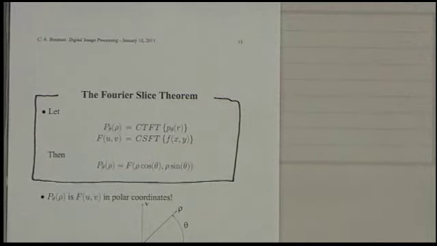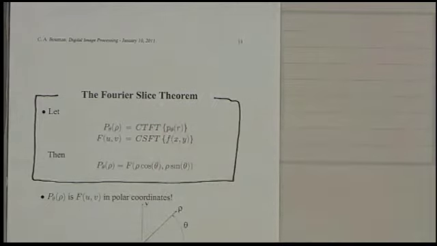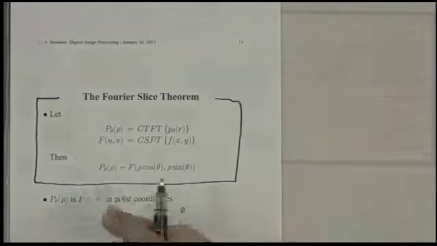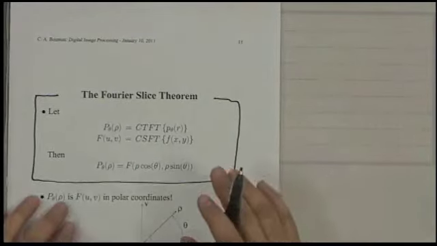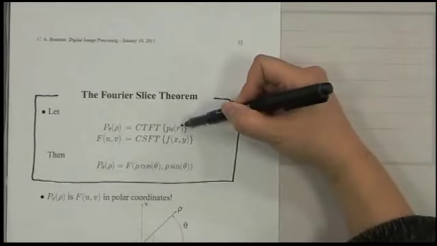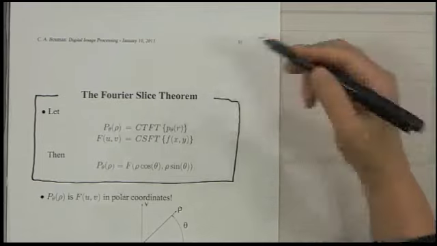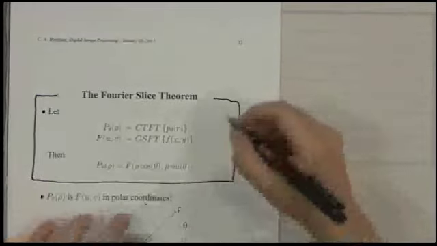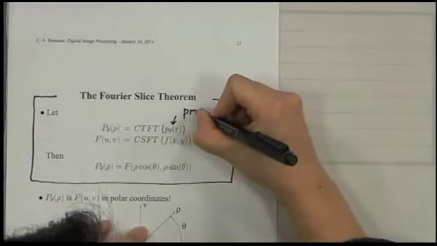So, before talking about the Fourier Slice Theorem, we define two equations first. We will see these terms a lot later, so please remember this. First, this P theta R is a projection we take on a line with angle theta. This is the projection.